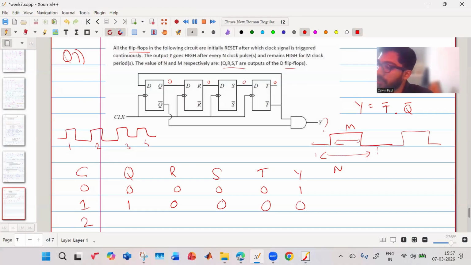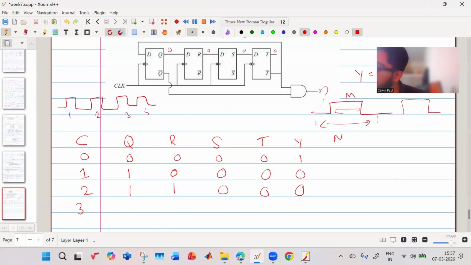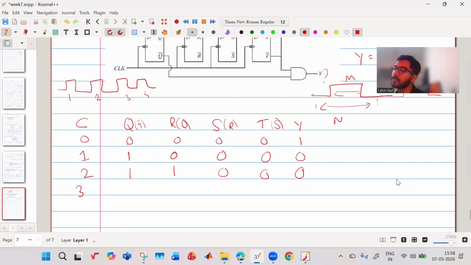Now, next clock pulse, what happens? Your D is again T bar. T bar is 1, so Q becomes 1. Your R is Q, so it becomes 1. Your S is R, so it becomes 0. Your T is S, so that also becomes 0. Now what is your Y? Y is T bar and Q bar, so that is equal to 0 again. Okay, now let us go to the third condition. Let us say Q is dependent on T bar, R is dependent on Q, S is dependent on R, and T is dependent on S. That is what we are trying to understand.